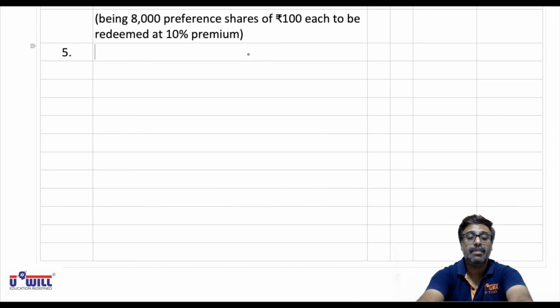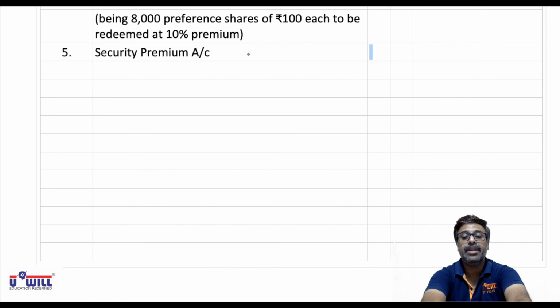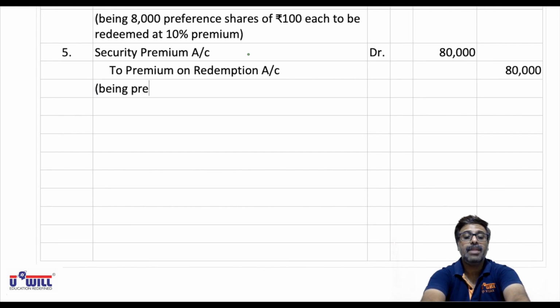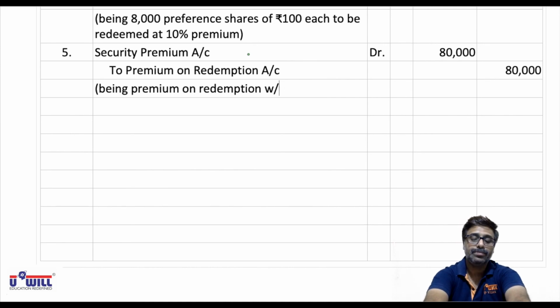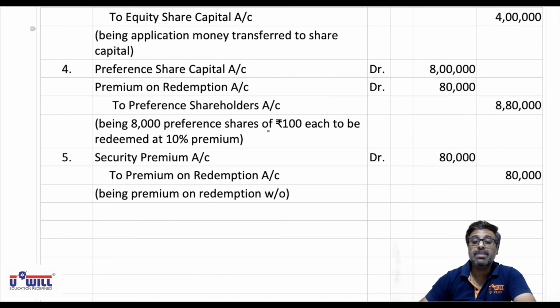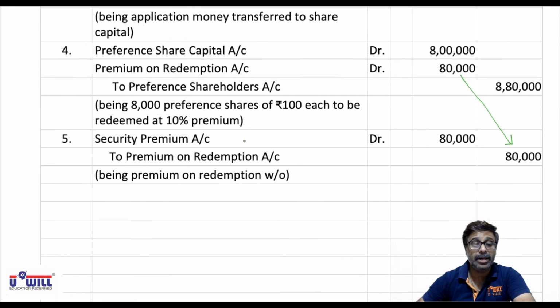So that entry will come as security premium account debit with 80,000 to premium on redemption account credit with 80,000, being premium on redemption written off. So this premium on redemption account we will reverse and credit to write it off, and we write it off from security premium. So security premium account debit.